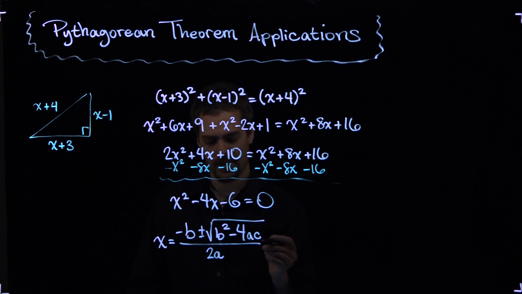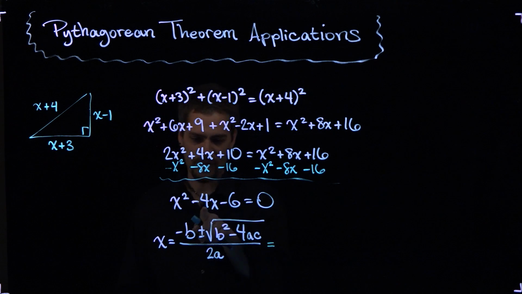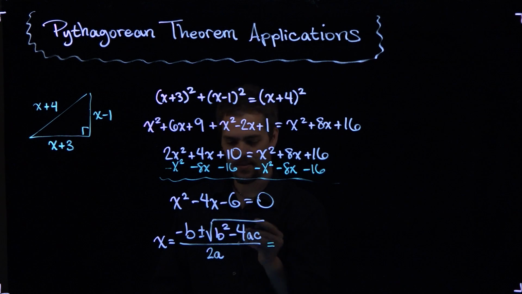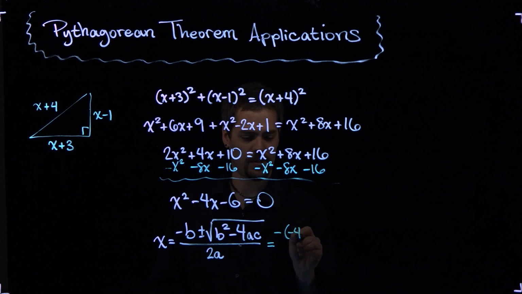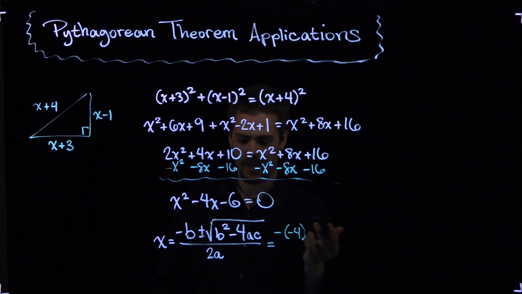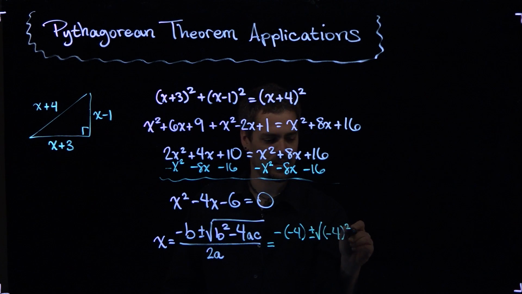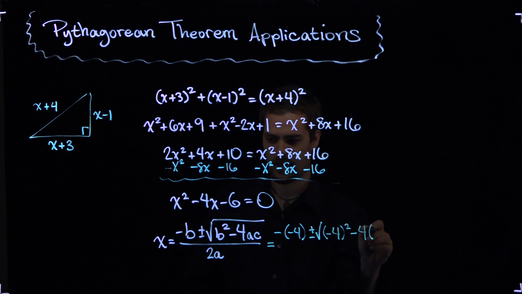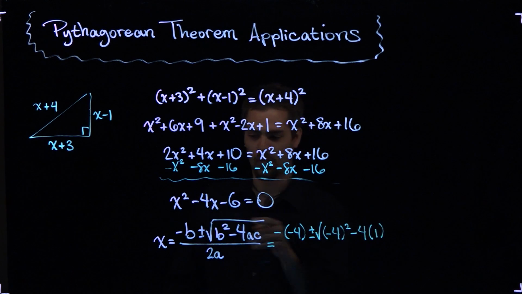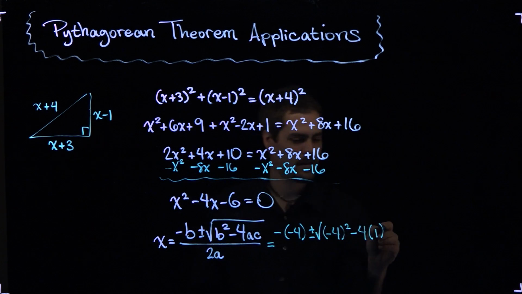Let me start to fill in the values. I'll change to my blue here. b is negative 4, so this is negative negative 4. You could right away just call that positive 4. I'm just labeling it in detail. Plus or minus the root of parentheses negative 4 quantity squared, that's my b squared, minus 4a, which is the number 1 in front of that x squared.